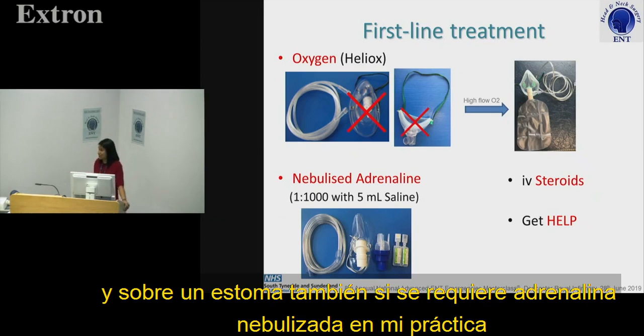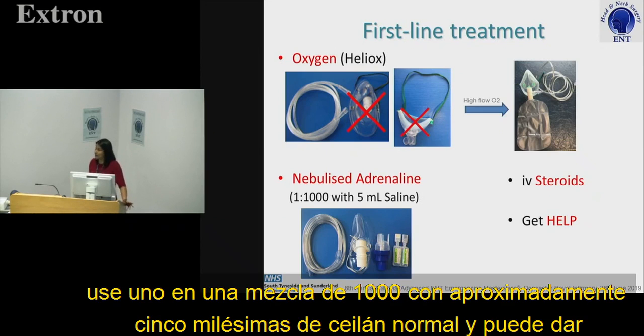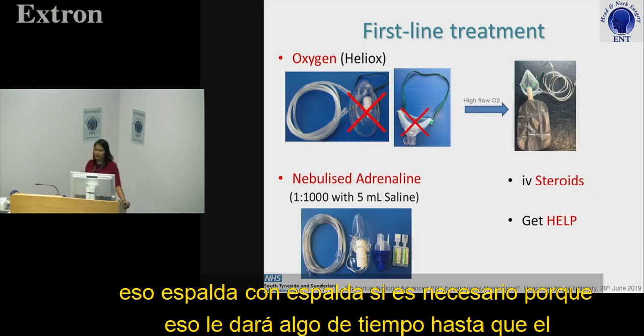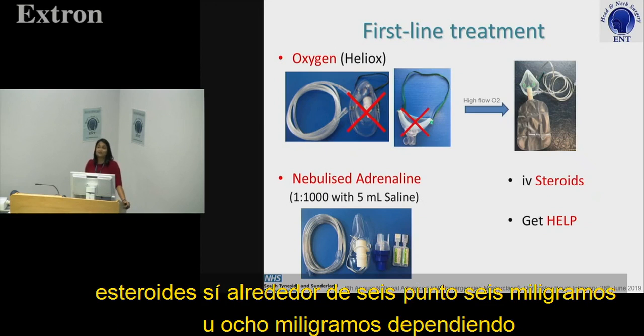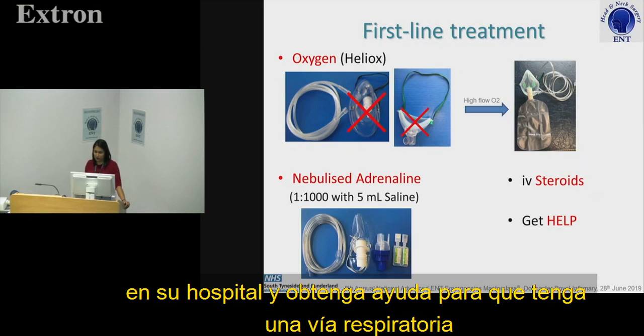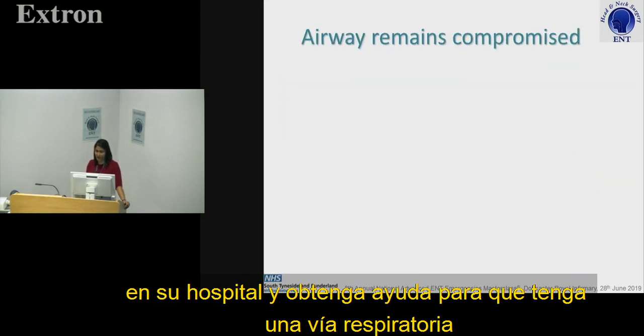Nebulized adrenaline, in my practice, we use 1 in 1,000 mixed with about 5 mils of normal saline. And you can give that back to back if required, because that will buy you some time until the cavalry gets there. We've talked about IV steroids. How much would you give IV steroids? Yeah, around 6.6 milligrams or 8 milligrams, depending on your hospital, and get help.